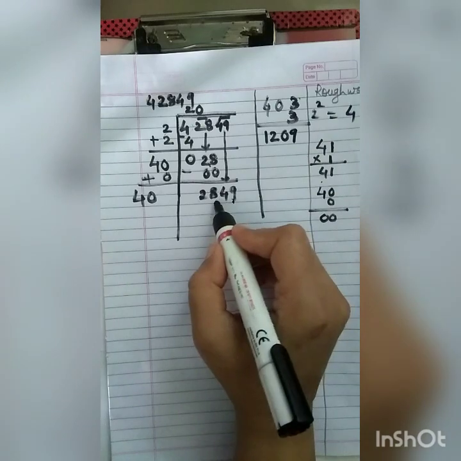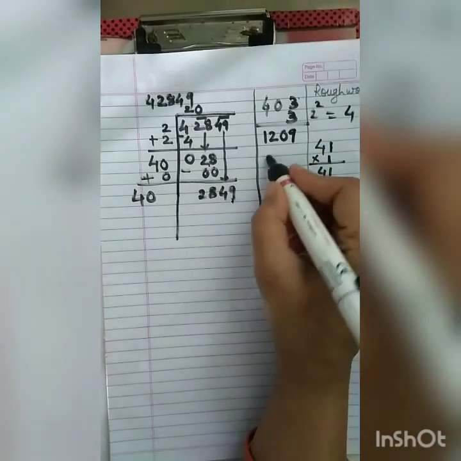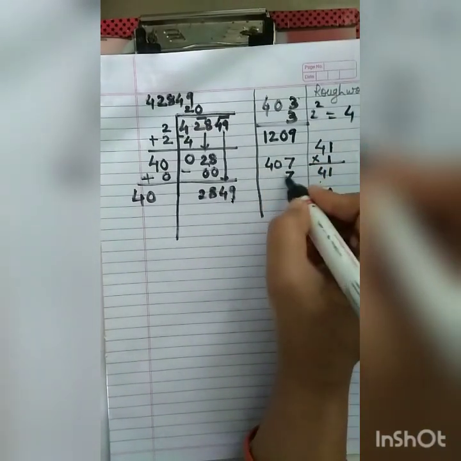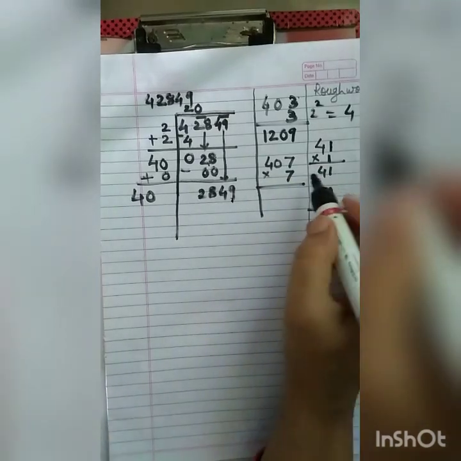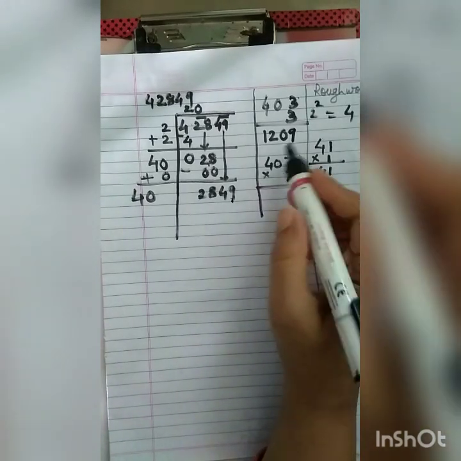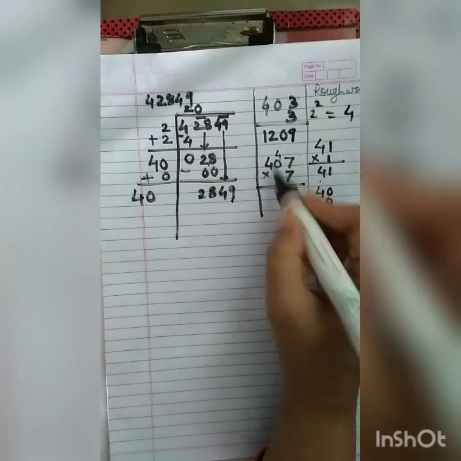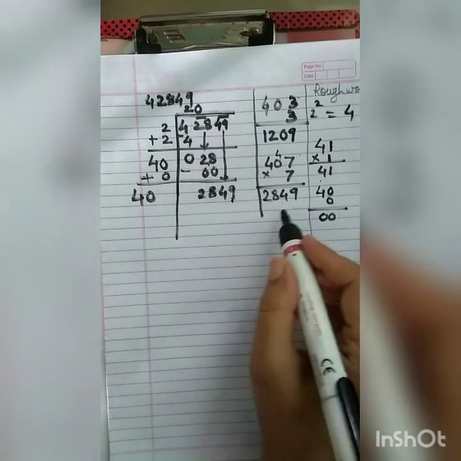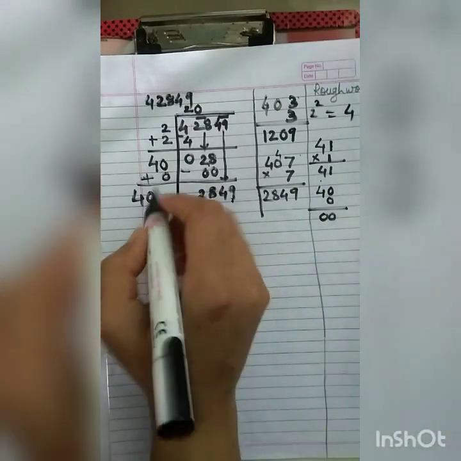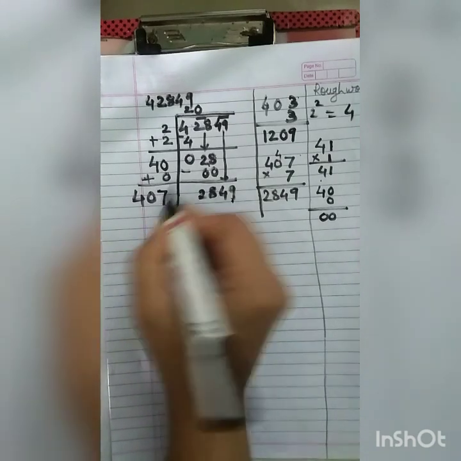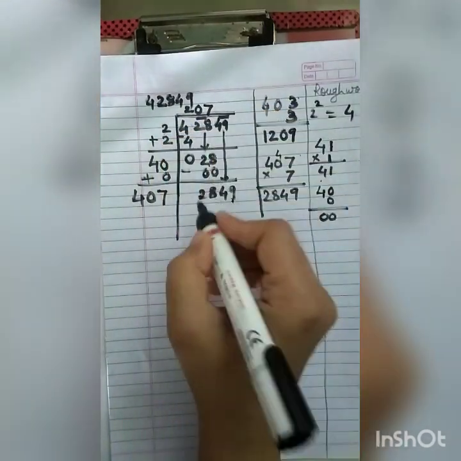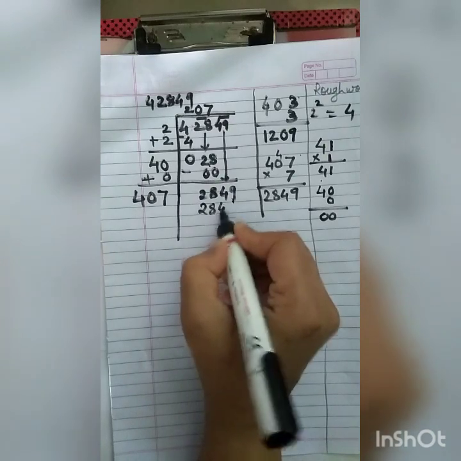It is a very small number. So instead of 3, what will I take here? 7. I will take 7 here. 7 7s are 49, carry 4, again 4, 4 7s are 28. So I got 2849. So what will I take here? I will take 7, and it will be 2849.